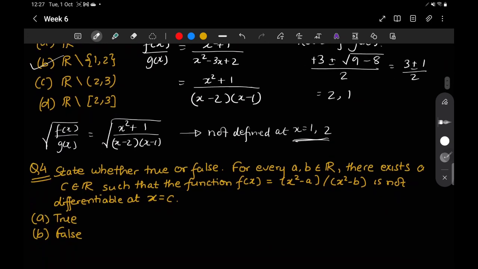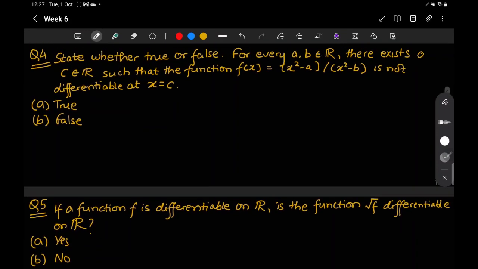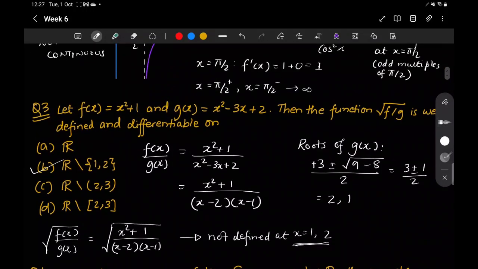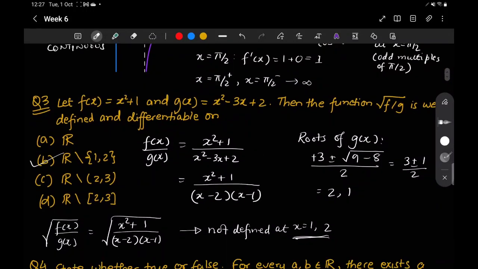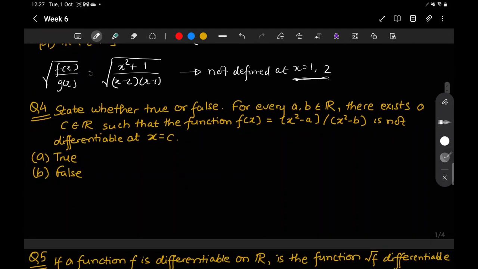Okay, so that solves question number 3. Are there any questions? Okay, seems like it is all fine up until now. So we can proceed further.